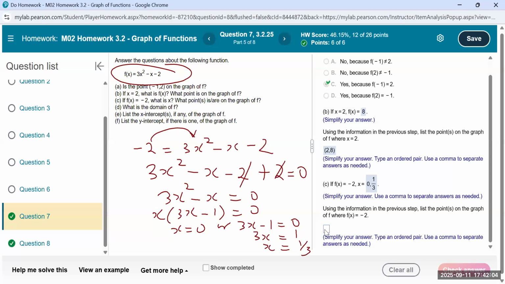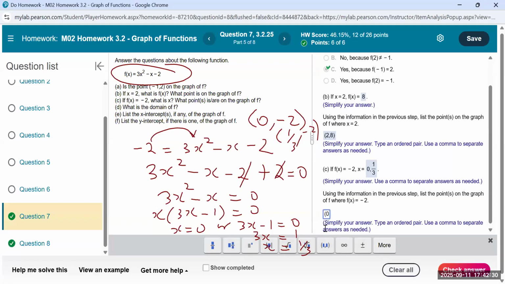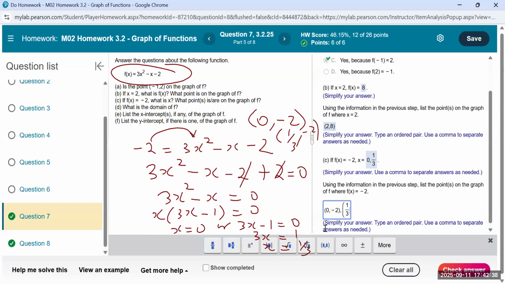And if you want to put this as an ordered pair, you have when x is 0, your y is -2. Or when x is 1/3, your y is -2. So you put that here: (0, -2), comma, (1/3, -2).